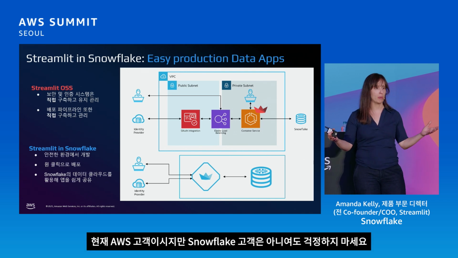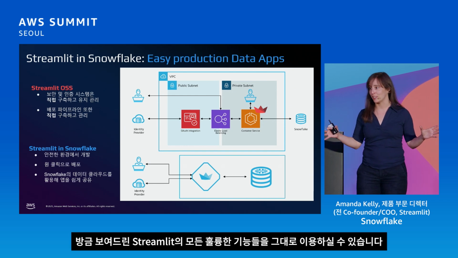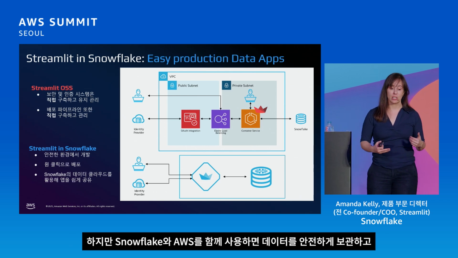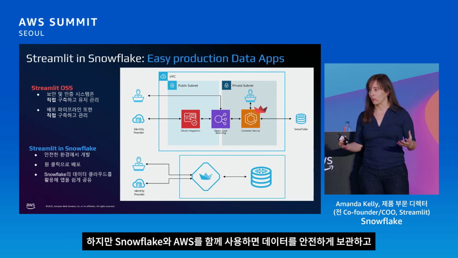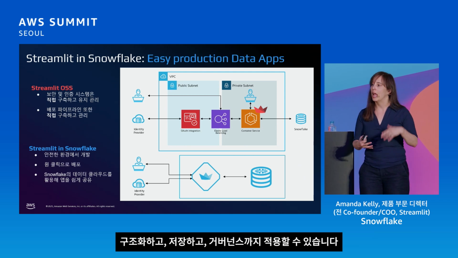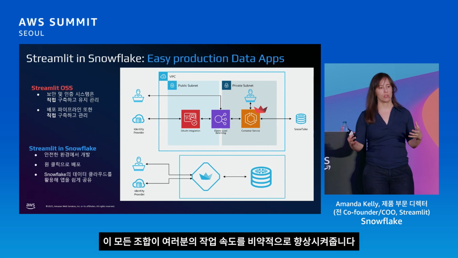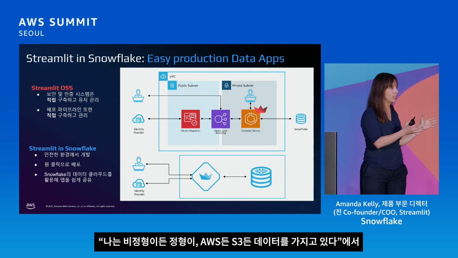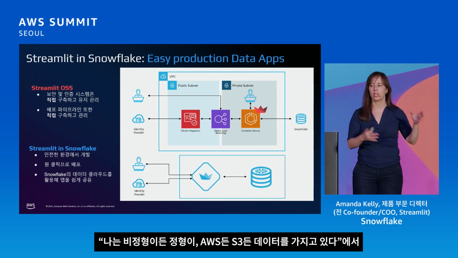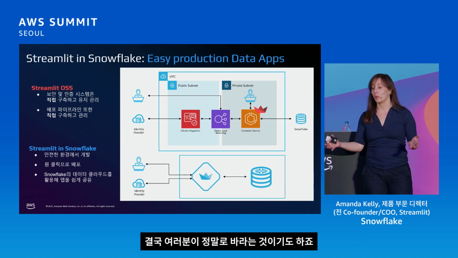And so if you're an AWS customer right now, but not a Snowflake one, don't worry. You can get all of the great benefits of Streamlit that I just showed you. But when you combine it with Snowflake and Amazon together, you get this secure environment where you can have all of that data, you can structure it, you can store it, you can govern it, and you can put Streamlit on top of that. And all of that together makes it that much faster for you to go from I have data, whether it's unstructured, structured, wherever it's in AWS, it's in S3, to I have something I can share with my customers, which is at the end of the day what you really want.